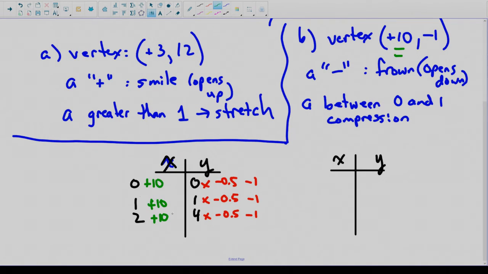Okay, so our x values are going to be 10, 11, and 12. Our y values are going to be 0 times negative 0.5, which is just 0. 0 minus 1 is negative 1. 1 times negative 0.5 is just negative 0.5. Negative 0.5 minus 1 is negative 1.5. And 4 times negative 0.5 is negative 2. Negative 2 minus 1 is negative 3.